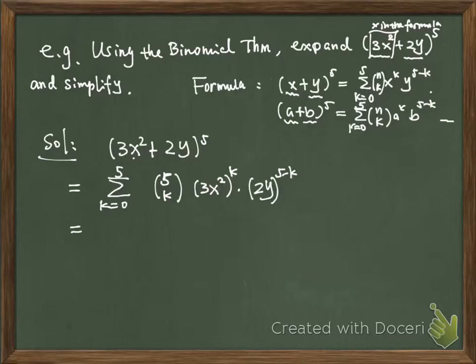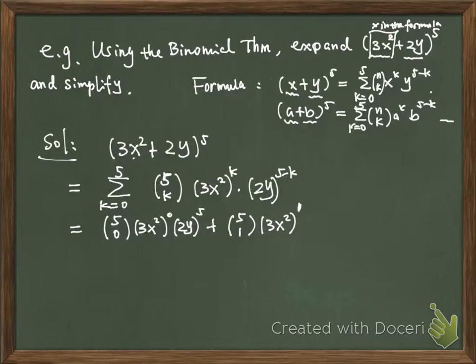Let's expand this. For the first term, I have k equal to 0. Therefore, I have 5 choose 0 times 3x squared to the 0 times 2y to the 5 minus 0, which is the fifth power, plus the second term, where I will have k incremented by 1. Therefore, now I'm going to plug in k equal to 1. So I have 5 choose 1 times 3x squared, now with the power 1, and the remaining power for 2y would be just 4.